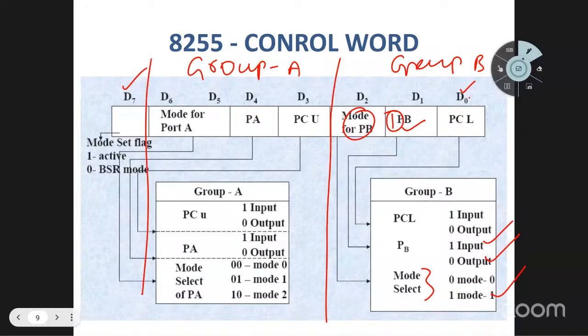Coming to this, PC upper, port A and mode for port A. How many bits for group A ports? D5 and D6, 2 bits. With 2 bits, what data can we put? 0 0, 0 1, 1 0, meaning mode 0, mode 1, mode 2.